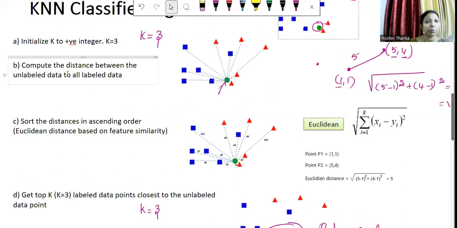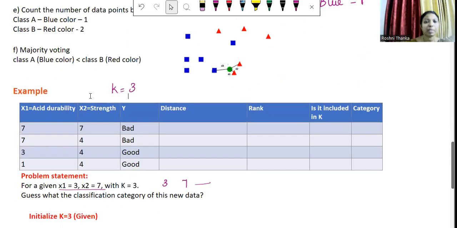We want to compute the distance between the unlabeled data and all the labeled data. This is the unlabeled data, which means we don't know what the output is. What is labeled data? For all this data, we know the label, which means the output, good class or bad class, right? So now with this point, we want to find the distance. We are going to use the Euclidean distance. So according to the formula, let us do that.